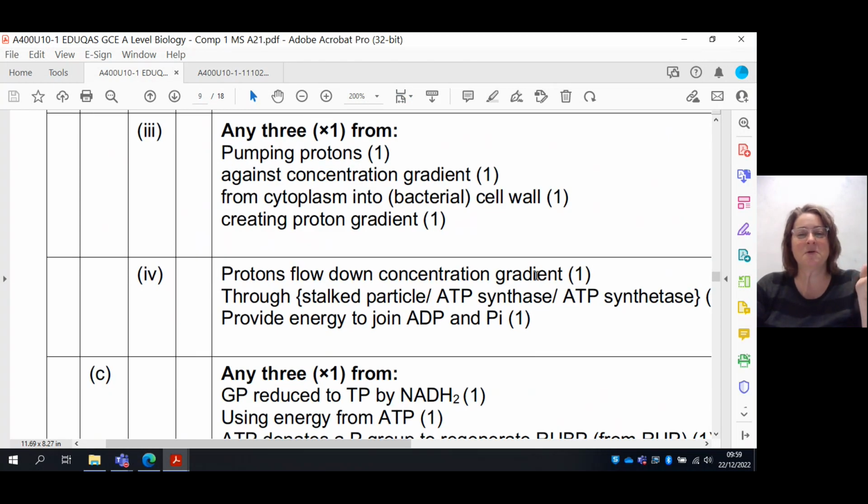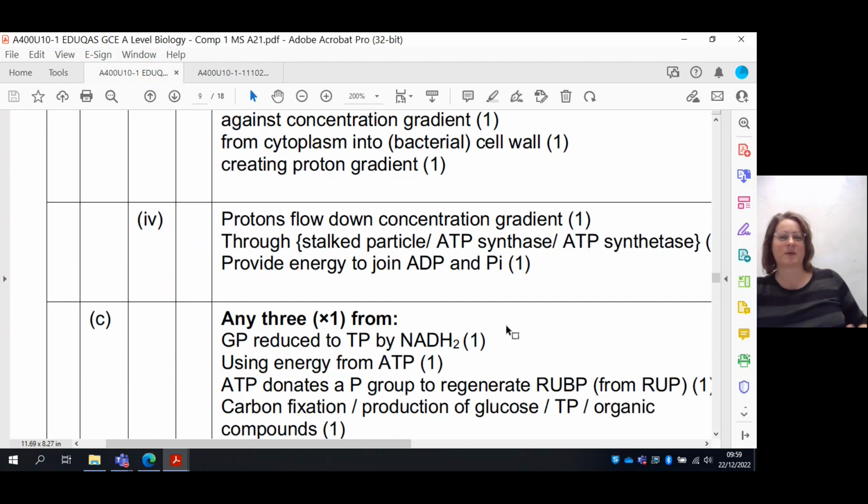So the protons flow down the concentration gradient through that stalked particle, ATP synthase. That provides energy to join the ADP and the phosphate together. Cool.